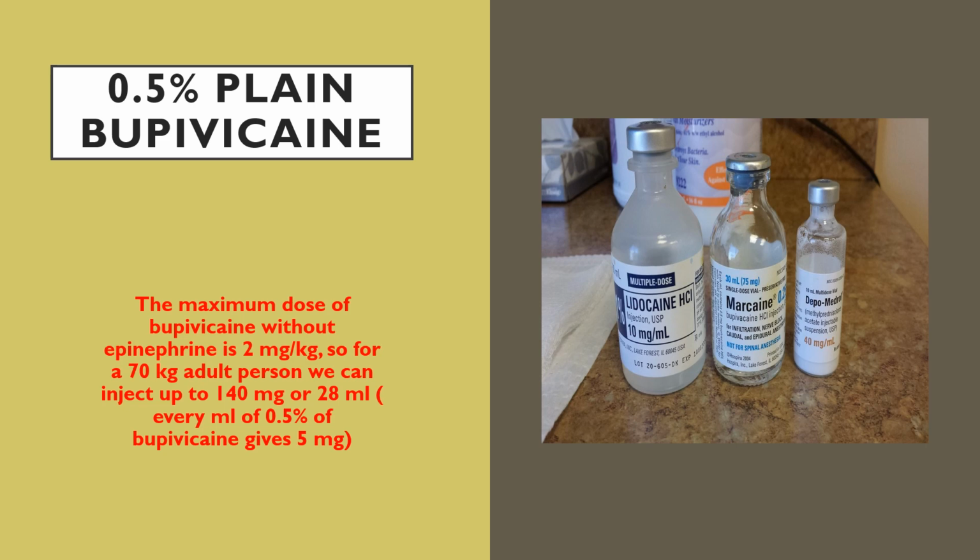For example, as we said before, if we give 0.25%, we can give double the amount of the 0.5% bupivacaine, because 1 ml of 0.25% gives only 2.5 milligram per ml. So if we need to give 140 milligram, we can give 56 ml of the 0.25% bupivacaine to a 70 kilogram adult. Okay, I don't want to confuse you guys, but I'm trying to make it as easy as possible. Thank you so much.